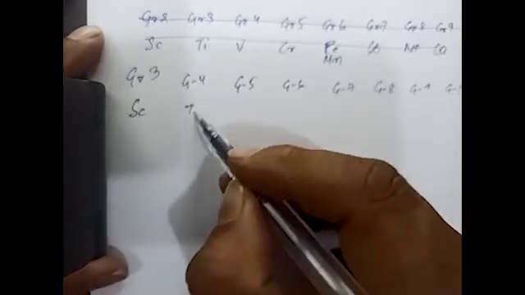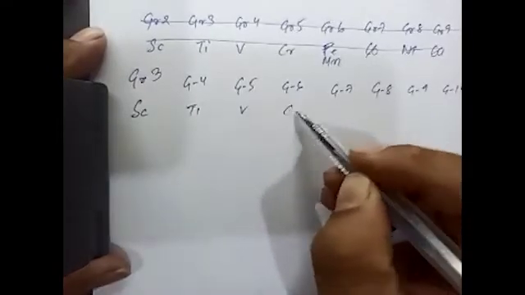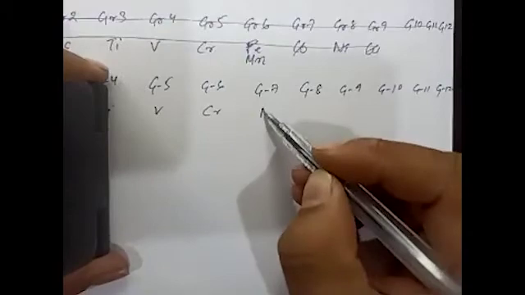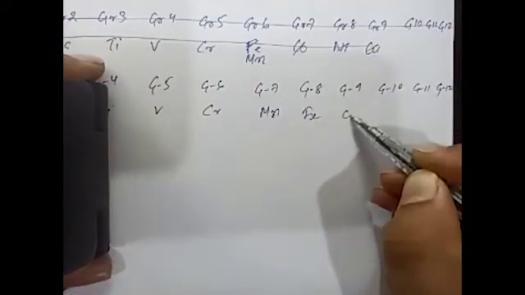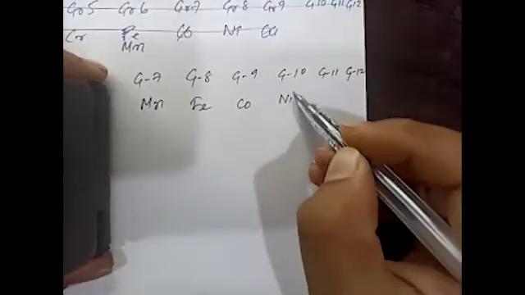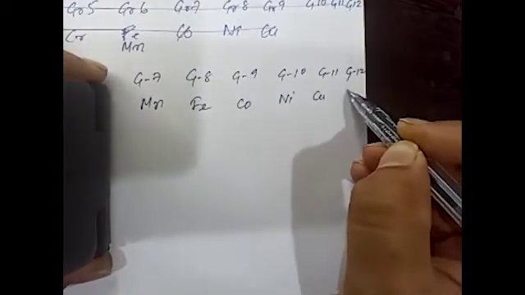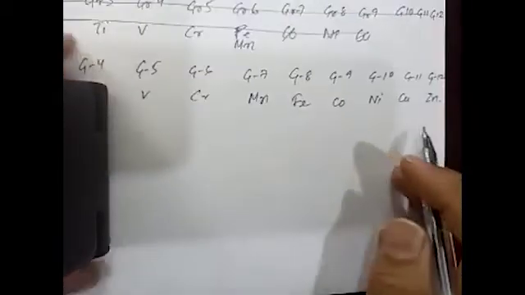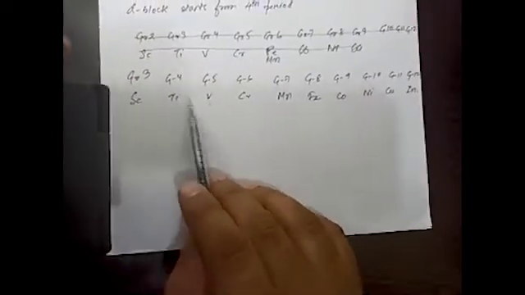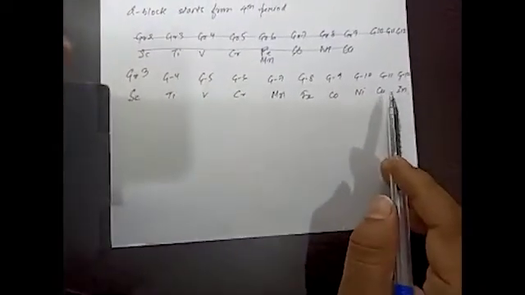Scandium, titanium, vanadium, chromium, manganese, iron, cobalt, nickel, Cu, Zn. Okay. At least the first series you must remember. The first series, okay. Scandium to zinc. The first series you must remember. Okay. So what is the first series? Scandium to zinc. This is the first elemental series.